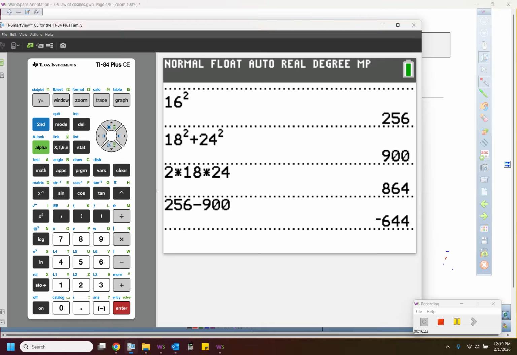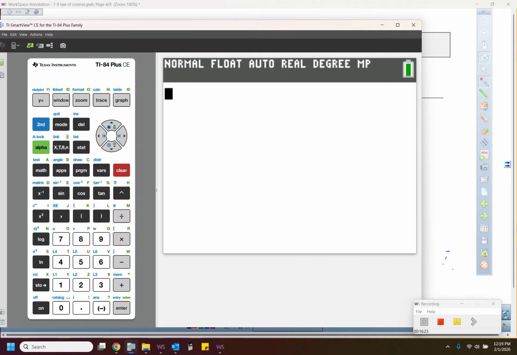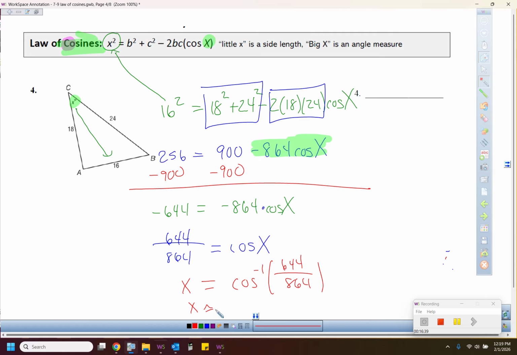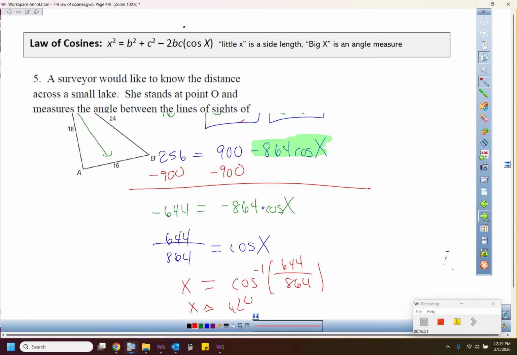We go punch that in. The cosine inverse of 644 divided by 864. Bada boom. About 41.8, so they said round to the nearest degree. That's about 42 degrees, approximately, on that one. That's the law of cosines, the messiest of all of them. But if you do what's in the box, it's not that bad.